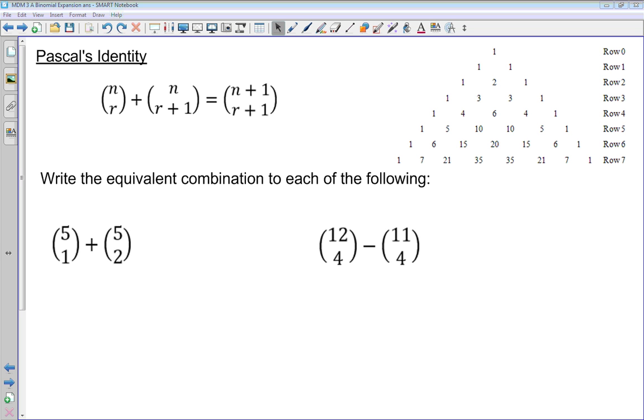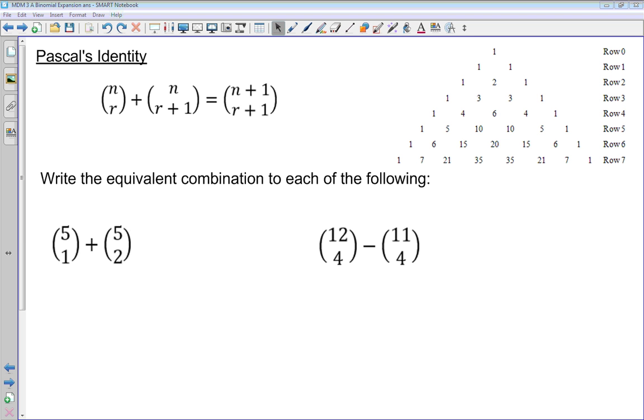So now let's take a look at something that is called Pascal's identity. It's called Pascal's identity because it relates to Pascal's triangle, and they just name everything associated with this triangle after Pascal. This identity appears on your formula sheet, I believe, so you do not need to memorize it.